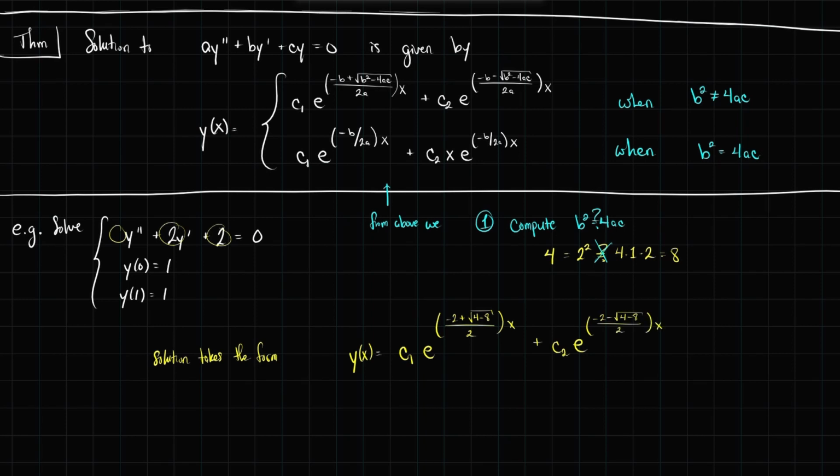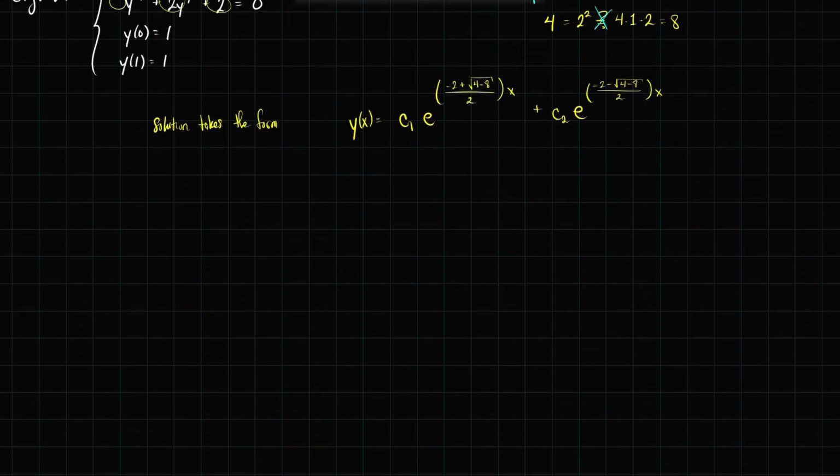And if I want to simplify those exponents, it looks like I have a square root of negative 4. Square root of negative 4 is going to be 2i because of a negative number, all divided by 2. And then e to the negative 2 minus 2i, all divided by 2. If I distribute the 2 in the denominator to both 2's in the numerator, it looks like I have c1 e to the negative 1 plus i x, and c2 e to the negative 1 minus i x.